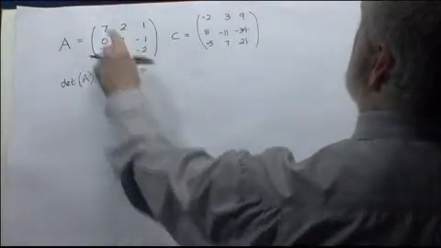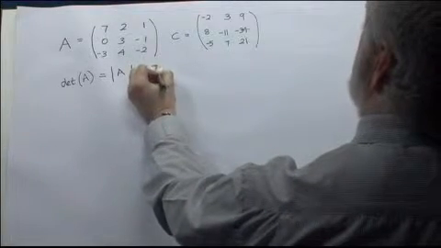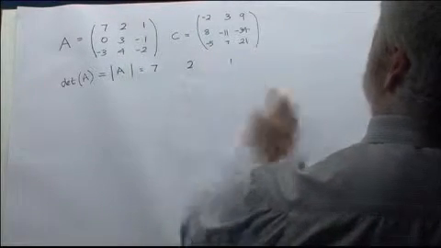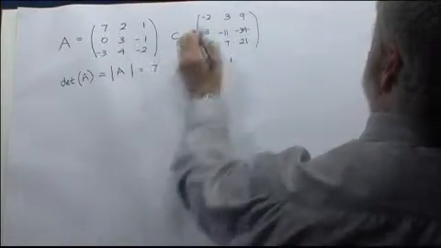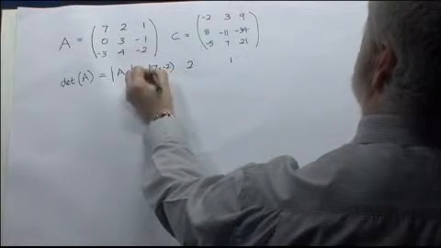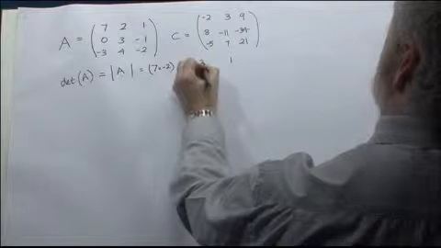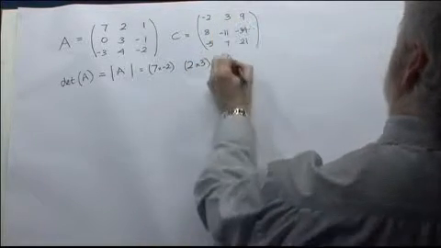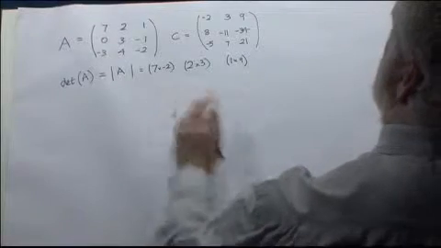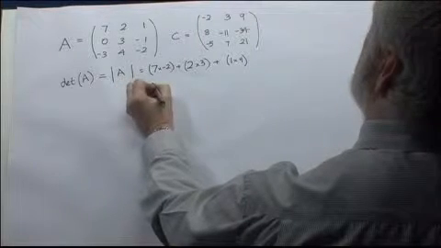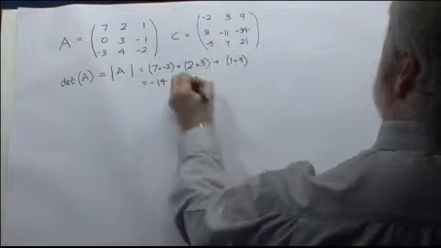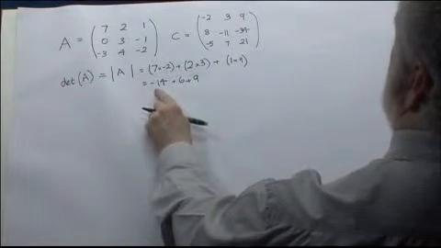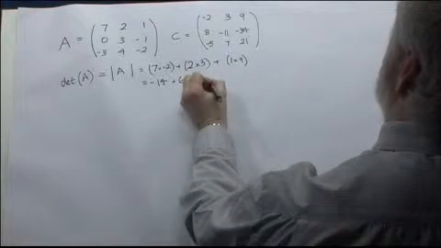And what we do, because we've chosen the first row, we write down the elements of the row, 7, 2 and 1, and we multiply each element by its cofactor. So we're going to do 7 times minus 2, we're going to do 2 times 3, and we're going to do 1 times 9. So we're going to get these 3 products and then we add them up. So 7 times minus 2 is minus 14, 2 times 3 is 6, and 1 times 9 is 9. So when we work out minus 14 plus 6 plus 9, we get the answer 1.